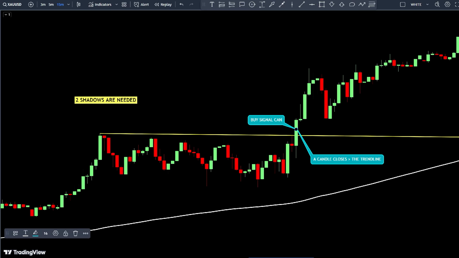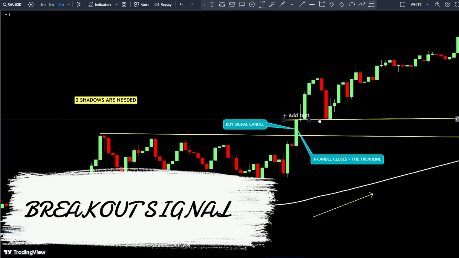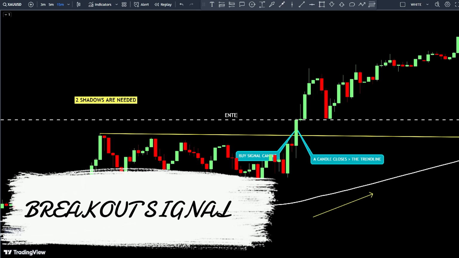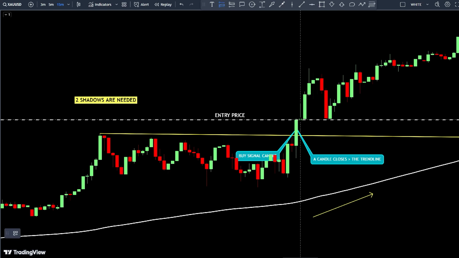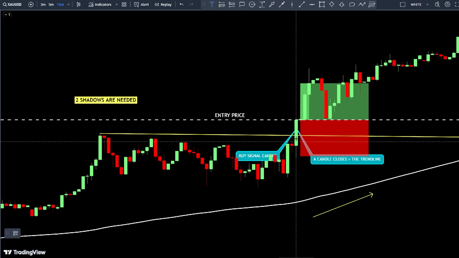The closing price of this candle becomes our entry price for a buy trade. We enter a long position at this closing price, anticipating the continuation of the uptrend.